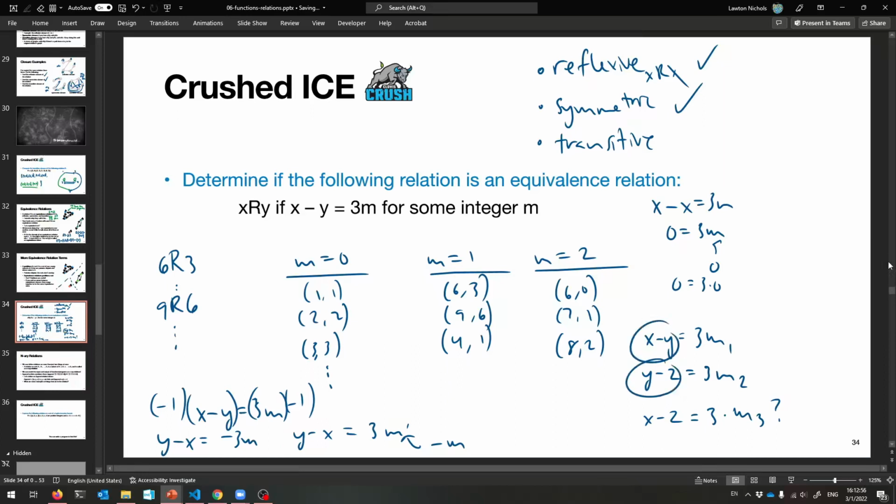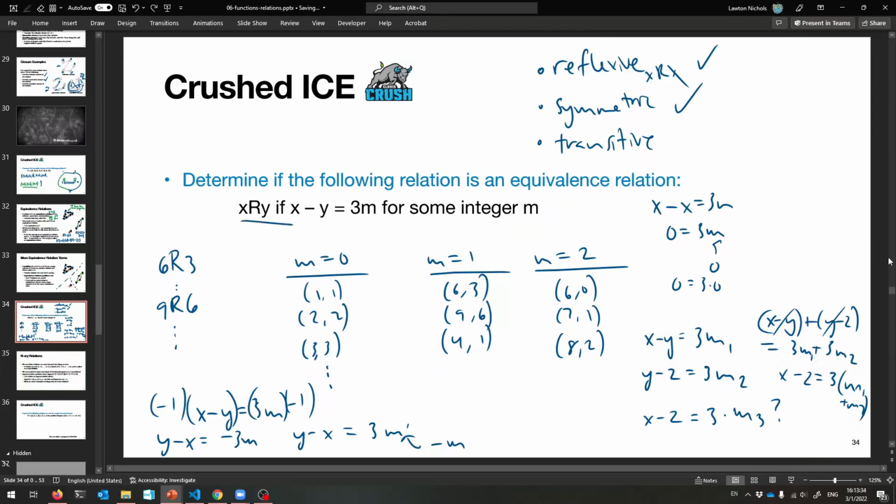So x minus y plus y minus z, the y's cancel. That's nice. So x minus y plus y minus z is equal to 3m1 plus 3m2. And then the y's cancel, and I'm left with x minus z equal to 3m1 plus 3m2. Let's get the 3 out like this: 3 times (m1 plus m2). Do you see that? I just found another integer multiple of 3 equal to x minus z.